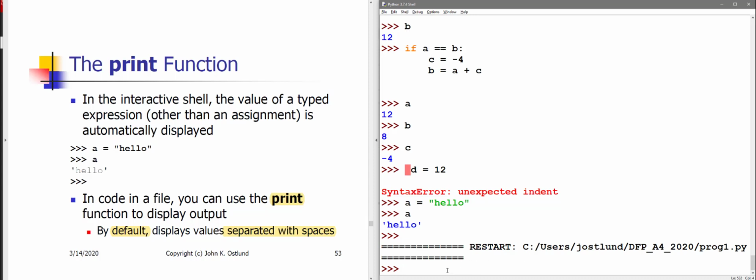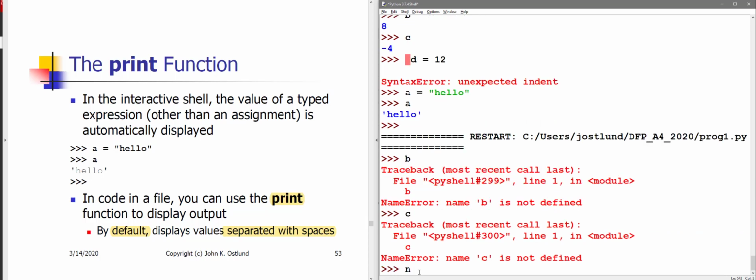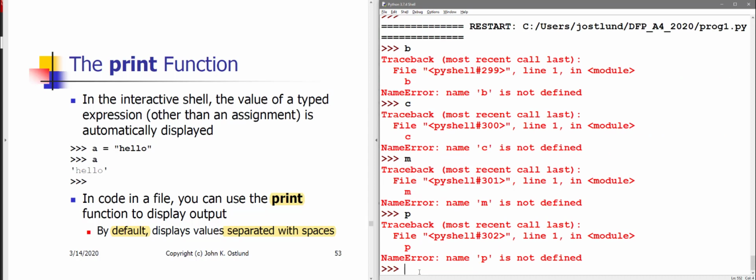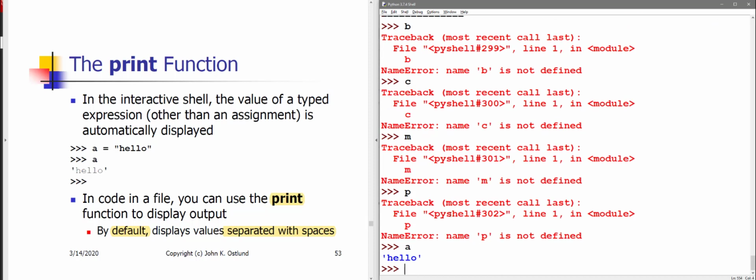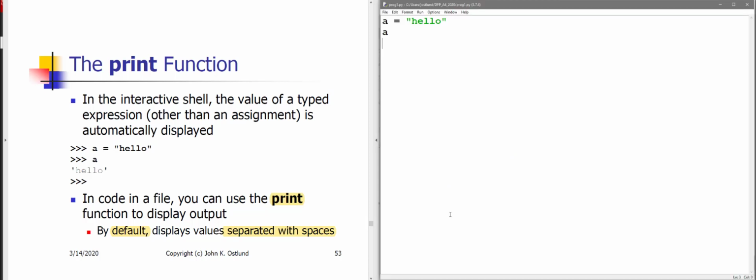When you restart the shell, the shell forgets everything that it used to know. So in my interactive session, I had defined these variables, A, B, C, and so forth. I also had a couple of lists, M and P, where N was a reference to the same list as M. But most of those variables are now gone. B no longer exists, C no longer exists, M no longer exists, P no longer exists, because the shell was restarted. A does exist, but A now refers to hello, because that's what we set that variable A to refer to in my code file.